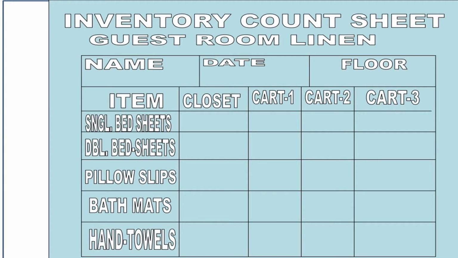This is the inventory count sheet of guest room linen, in which the number of single bed sheets, number of double bed sheets, pillow slips, bath mats, etc. are mentioned in cart 1, cart 2, cart 3, that is, as per the shift of the hotel.